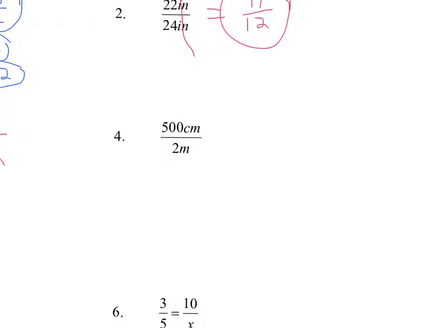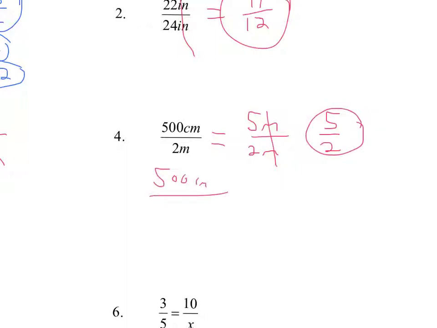Okay, if you recall, there are 100 centimeters in 1 meter. So you could do this one either way. If you wanted to change the 500 centimeters to 5 meters over 2 meters, you could do that, and that would just simplify to 5 over 2. Or you could do the other way around. You could keep the 500 centimeters, and on the bottom, 2 meters is 200 centimeters. It works out the same way because these are just going to cancel to 5 halves either way.